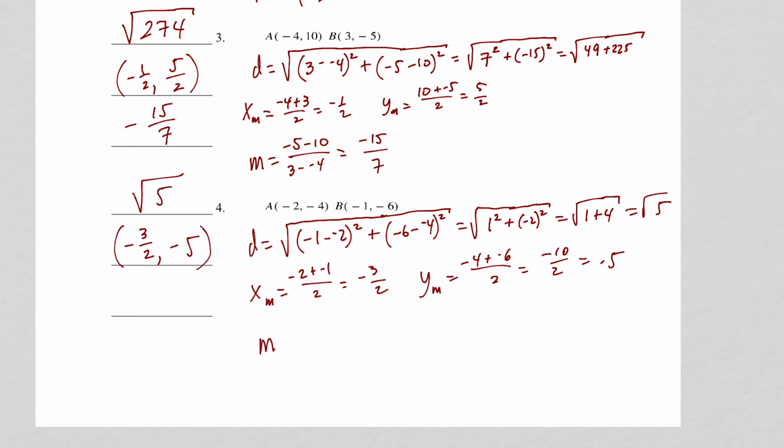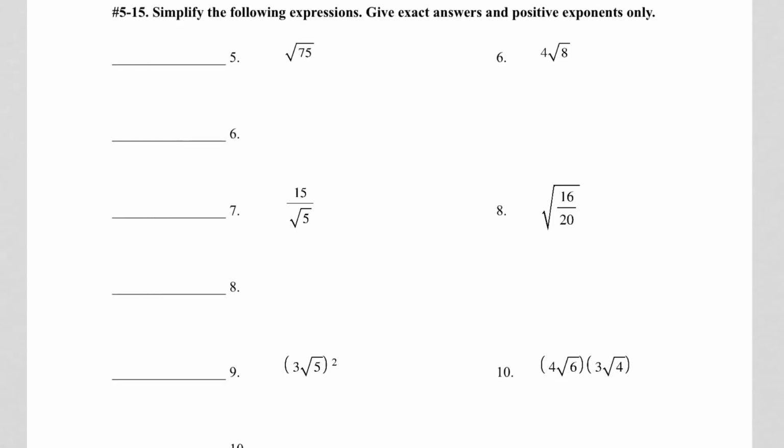The slope is the difference of the y's, so negative 6 minus a negative 4, over the difference of the x's, which is a negative 1 minus a negative 2. Up top you have negative 6 plus 4, which is negative 2. On the bottom you have negative 1 plus 2, which is a positive 1. So this reduces to negative 2. That's the slope.